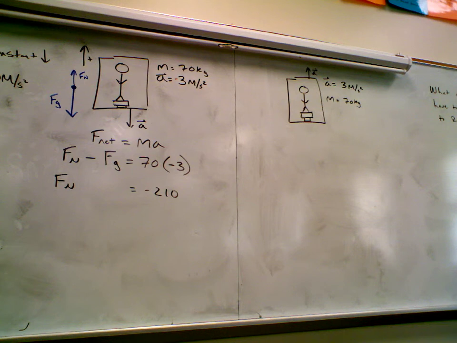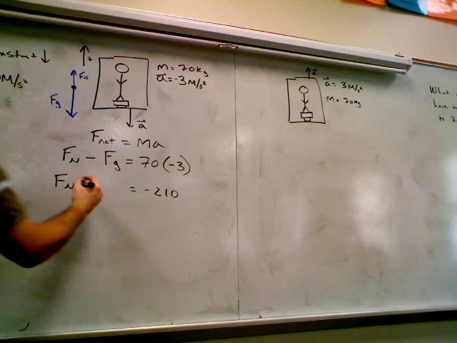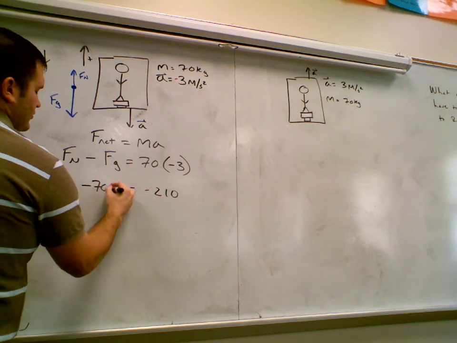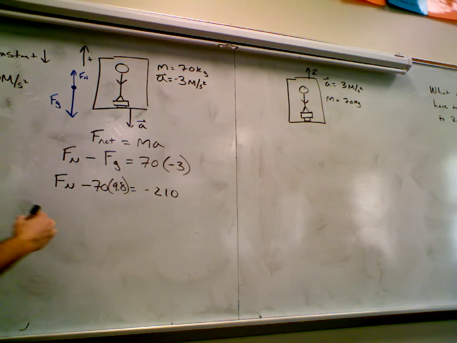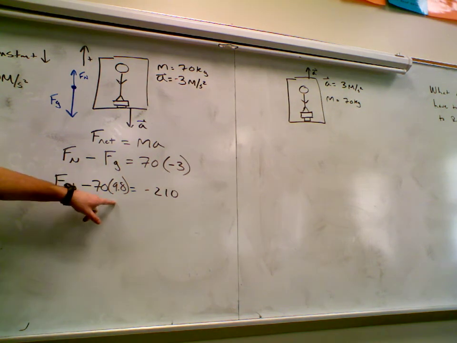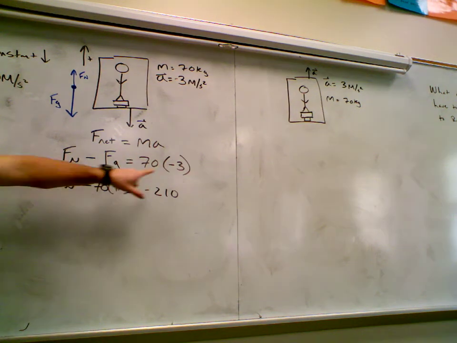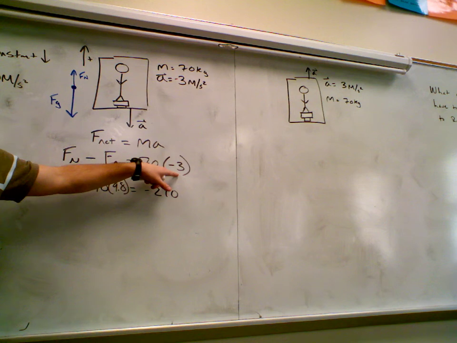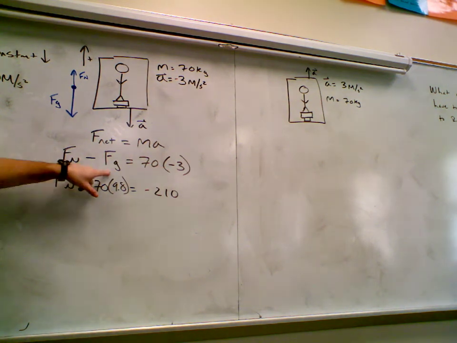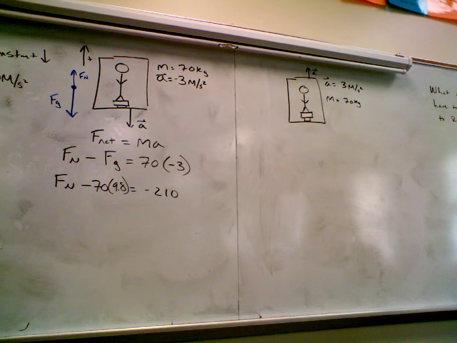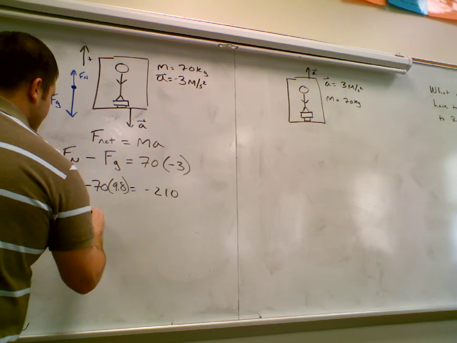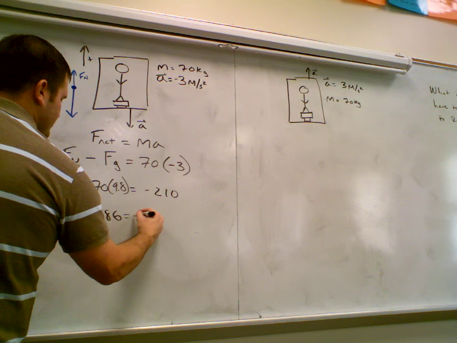Fg is mass times acceleration due to gravity, right? Yeah. So it's 70 times 9.8. Okay. Why is this one not negative? Because the negative's already there, right? Okay. This one is negative because we didn't denote its direction yet. This minus sign denotes gravity's direction. This negative sign denotes the acceleration's direction. So all the directions are taken care of. What's 70 times 9.8? 686.